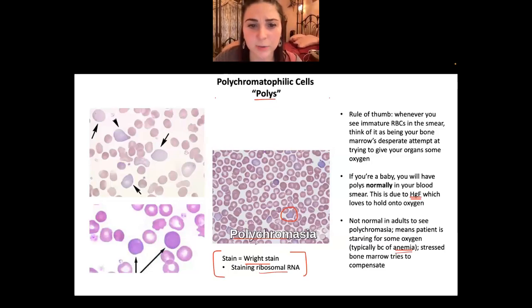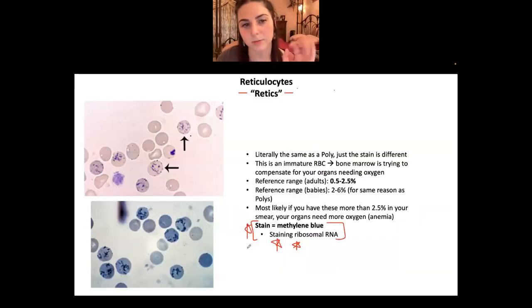It's a totally different stain from the normal stain. The normal stain is a Wright stain. So if you did a peripheral blood smear and used a Wright stain, it's not a special stain for the polys. If you want to look at reticulocytes specifically, you would have to use an additional stain on top of it. So literally it's the exact same thing as a poly, but the stain is different.